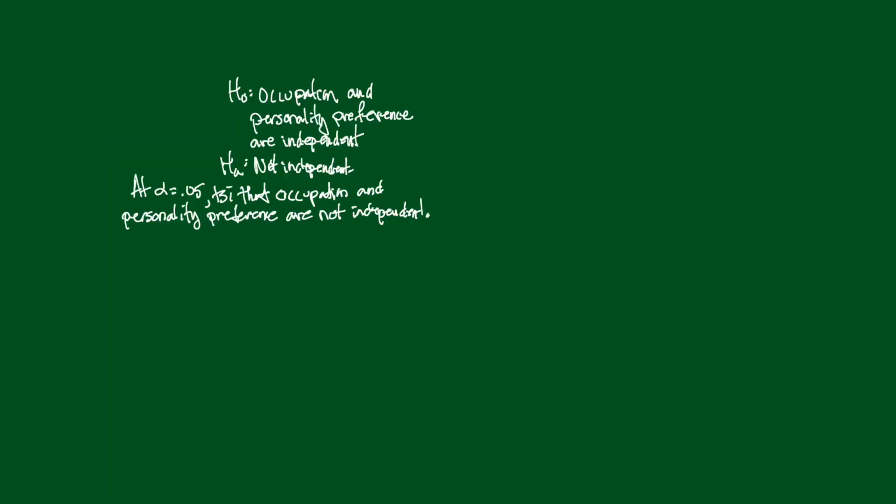I'll just paste it in here just to remind us of what we did when we did it the long way. H naught stated that occupation and personality preference are independent. The alternate hypothesis says they're not independent. We rejected this in favor of this. So we're going to say at alpha equals 0.05, this sample indicates this occupation and personality preference are independent. And that finishes this section.